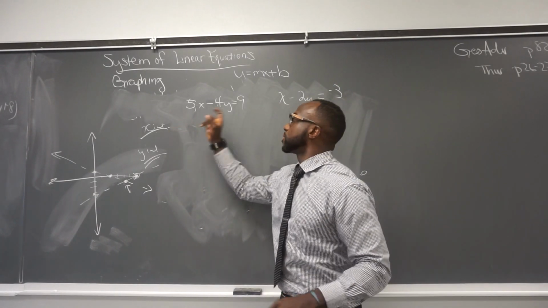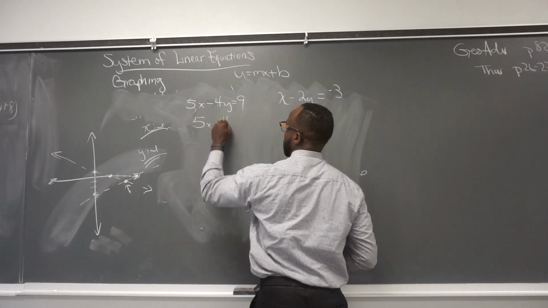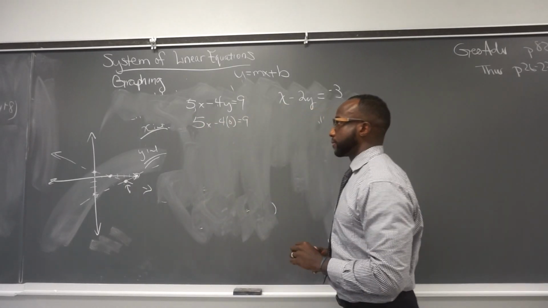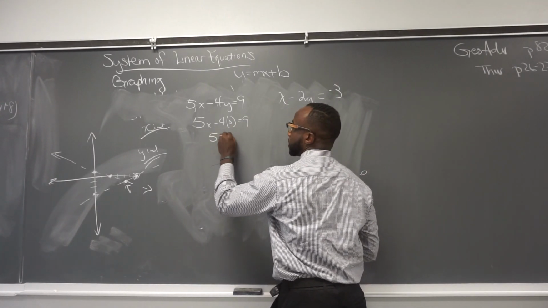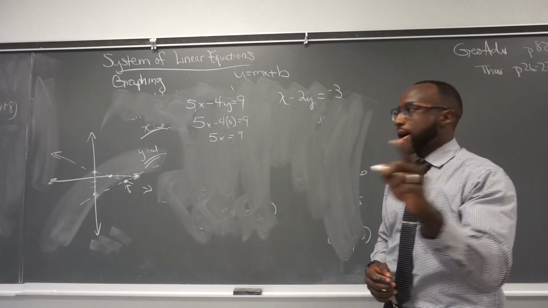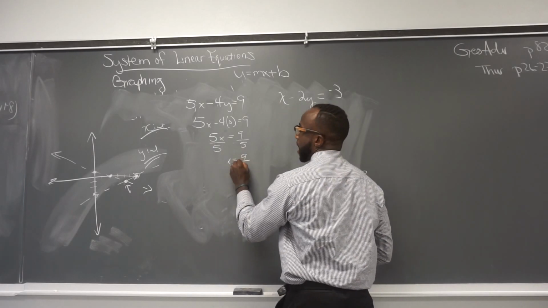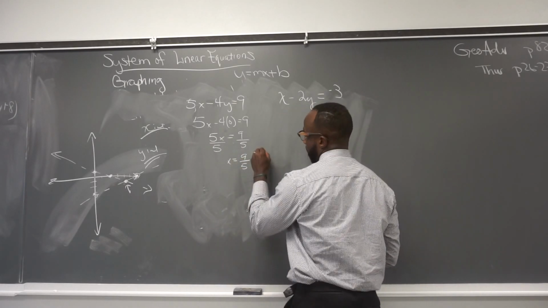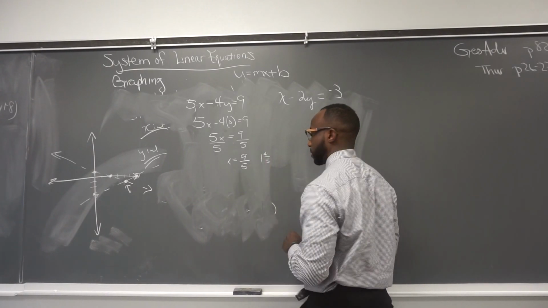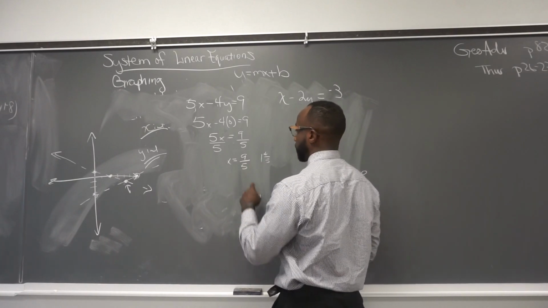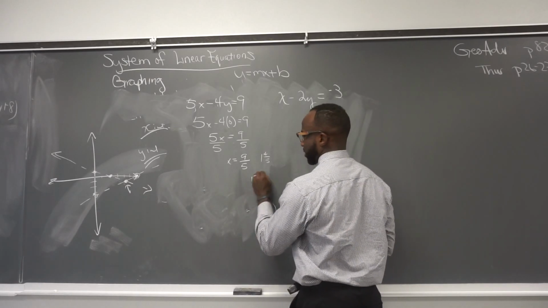Okay? X-intercept is when y equals 0. So it's going to be 5x minus 4 times 0 equals 9. Alright? And 4 times 0 is 0. So then it was 5x equals 9. Okay? Divide both sides by our 5. X is 9 over 5. Or what's that? 1 and 4/5. Or I think that's 1.8, right?